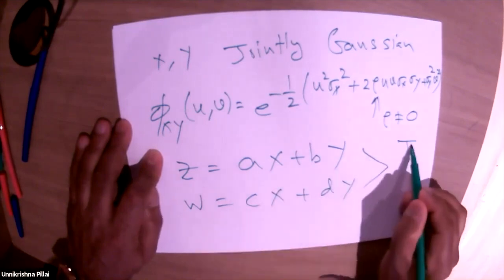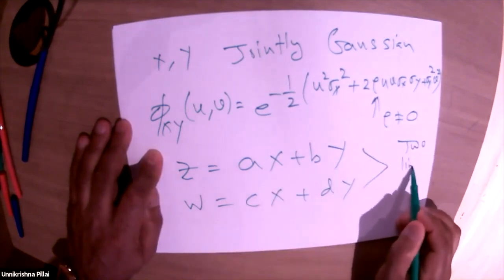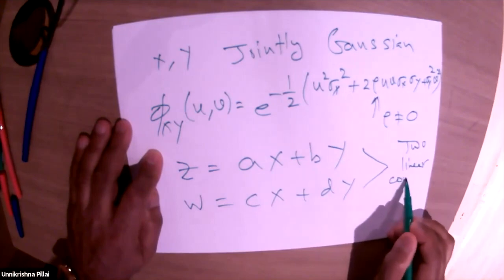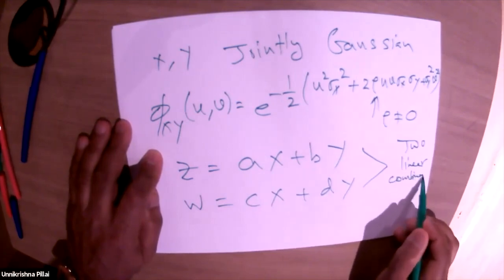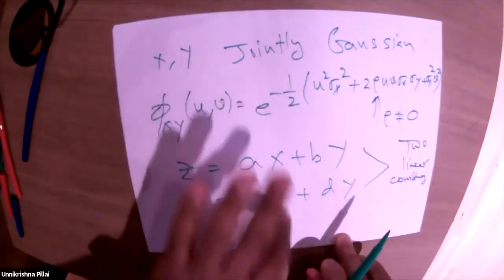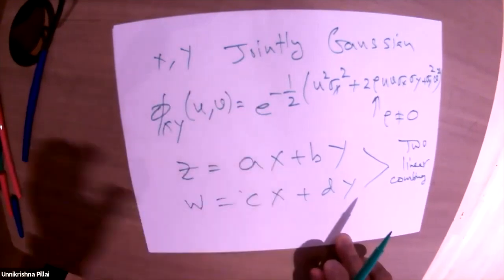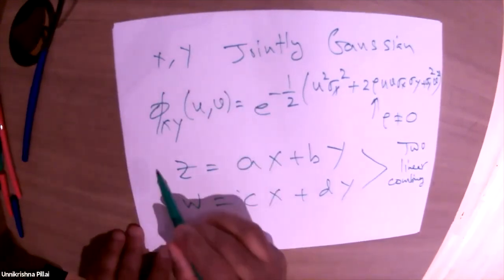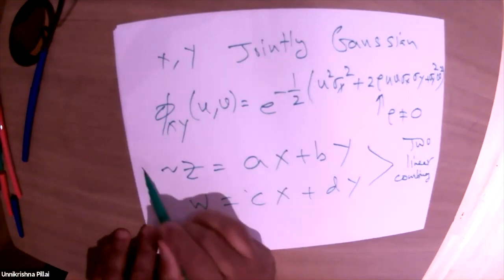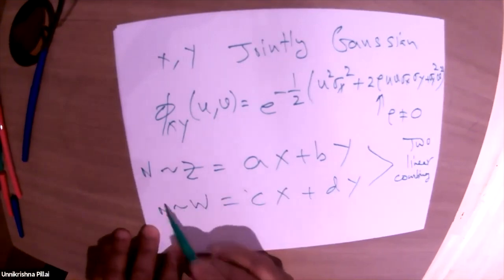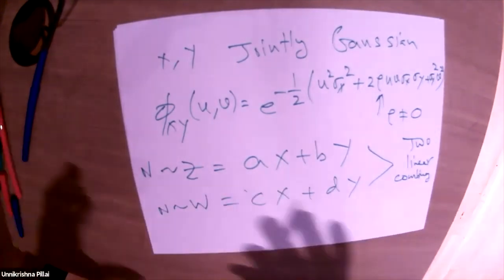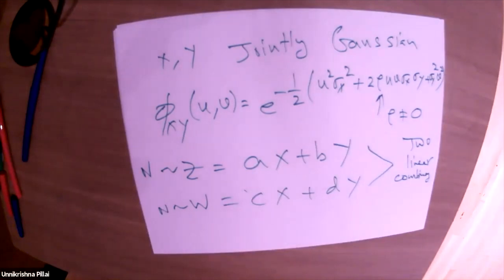Look at what I am doing. I take two linear functions, two linear combinations of X and Y. What do we know about each one of them? Anybody? What do we know about each linear combination? Gaussian. We already know this is Gaussian. We know this is Gaussian. The question is, what is their joint density function?